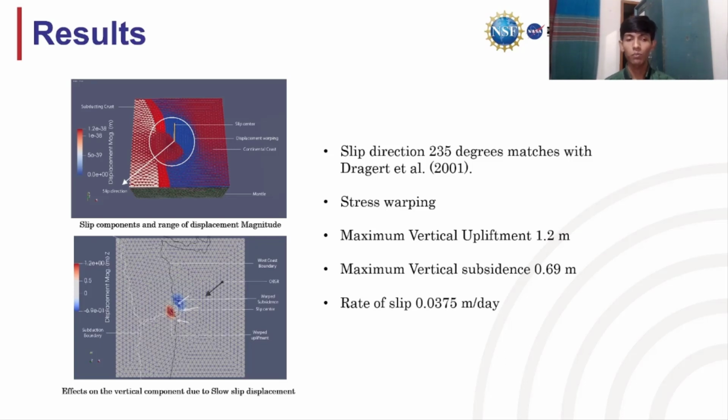Then we saw the surface warping, and the picture below shows us the vertical displacement for this slow slip event, which is showing the maximum vertical uplift of 1.2 meters, maximum vertical subsidence of 0.69 meters, and the slip rate is 0.0375 meters per day.